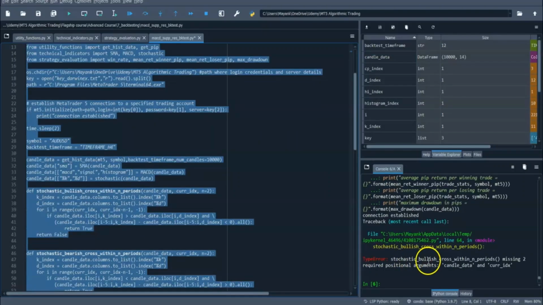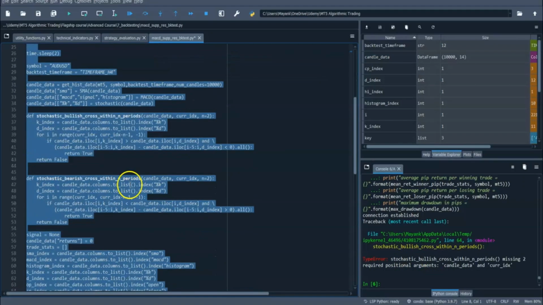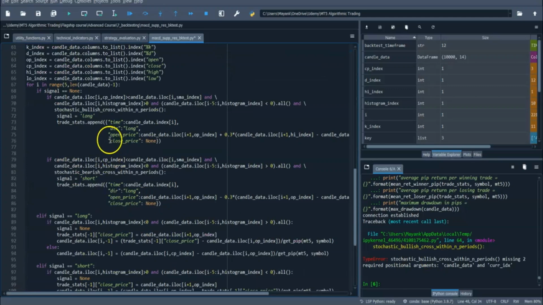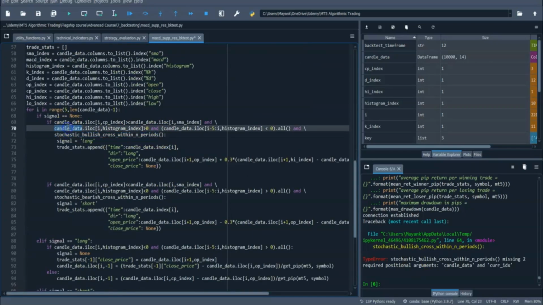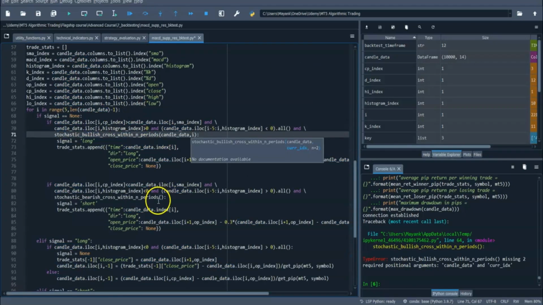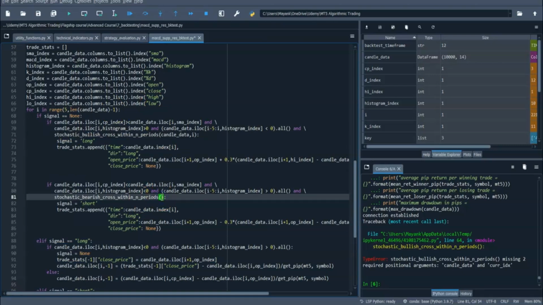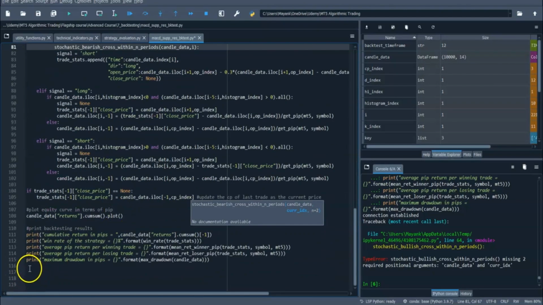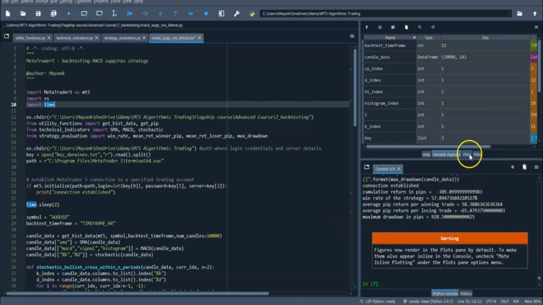Okay, so we've got an error. Obviously, I didn't update the function here. Sorry about that. So here I'll have to pass candle data and I. Likewise, I'll have to pass candle data and I here. Okay, now let me rerun the code. Alright, so let us look at the plot.